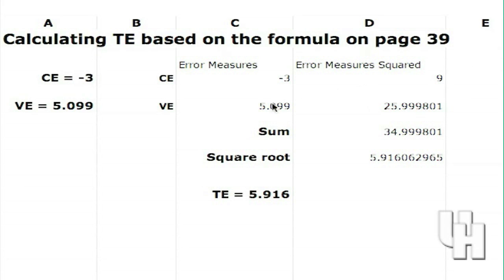So we know that constant error, which is -3 squared, is 9, and we know that variable error squared, which is 5.099 squared, equals 25.999. If we sum those two together, we get 34.999, which we can see there in column D. If we take the square root of that value, that's 5.916, which actually equals the total variability. So that should help you understand the relationship between constant error and variable error as it relates to total variability.